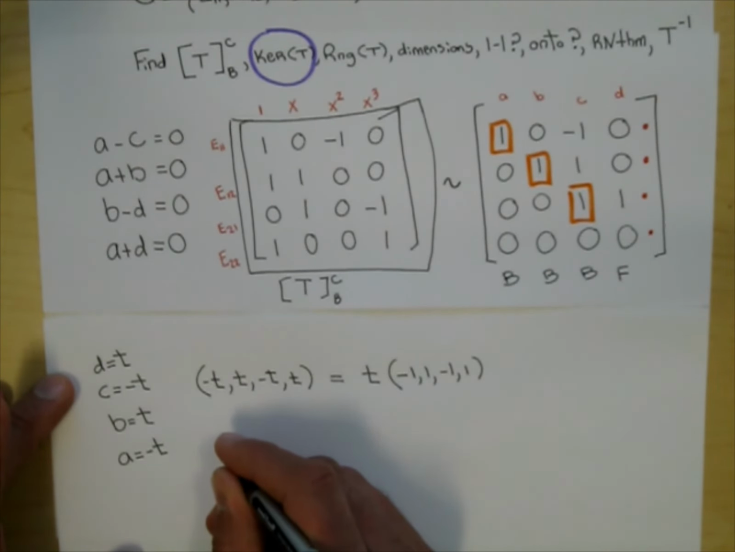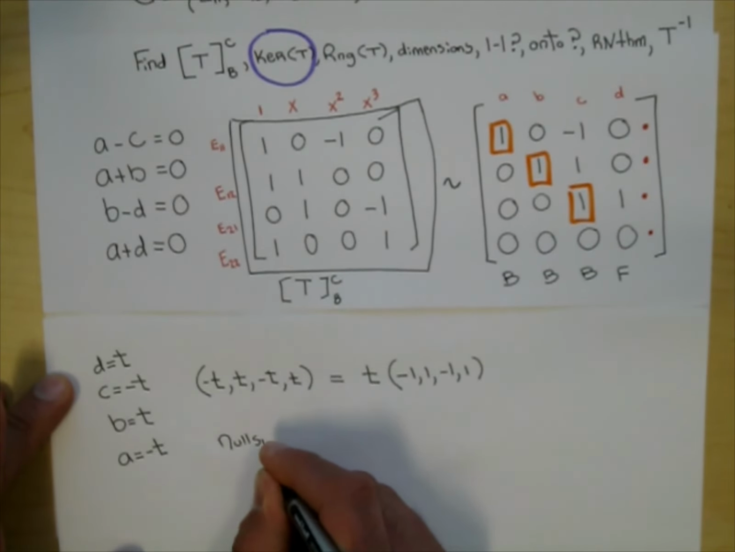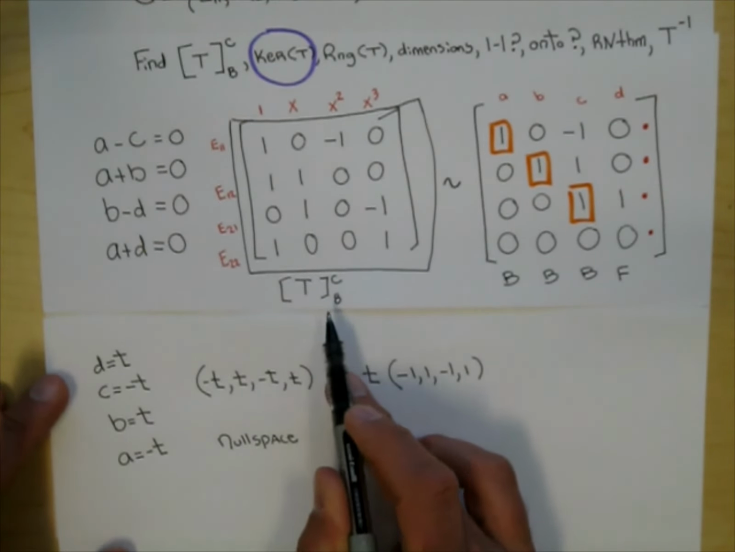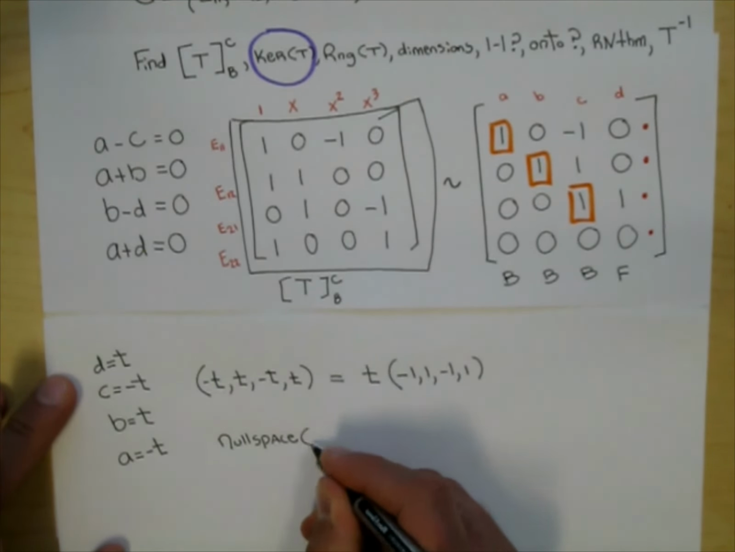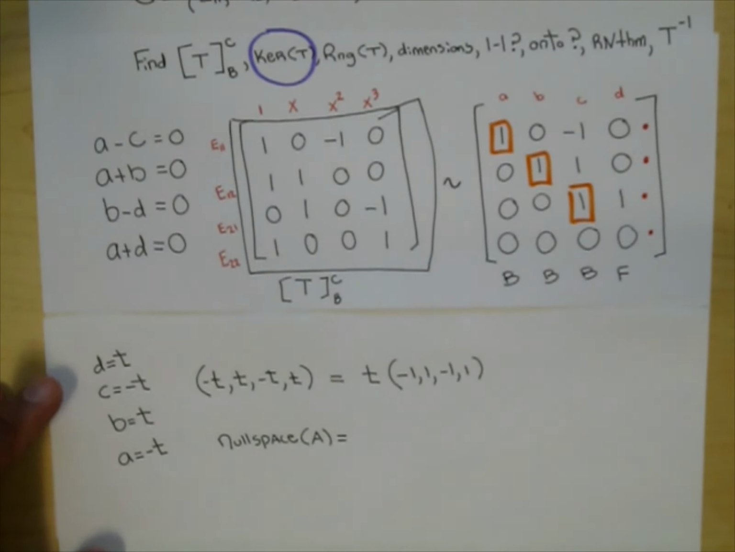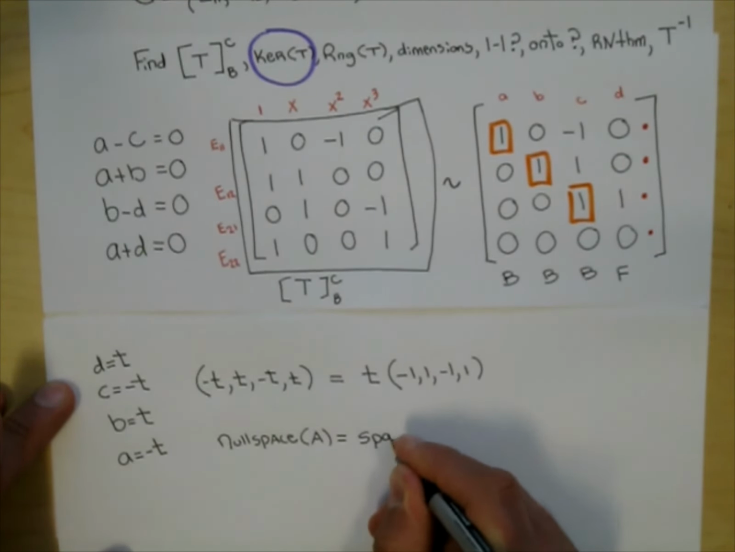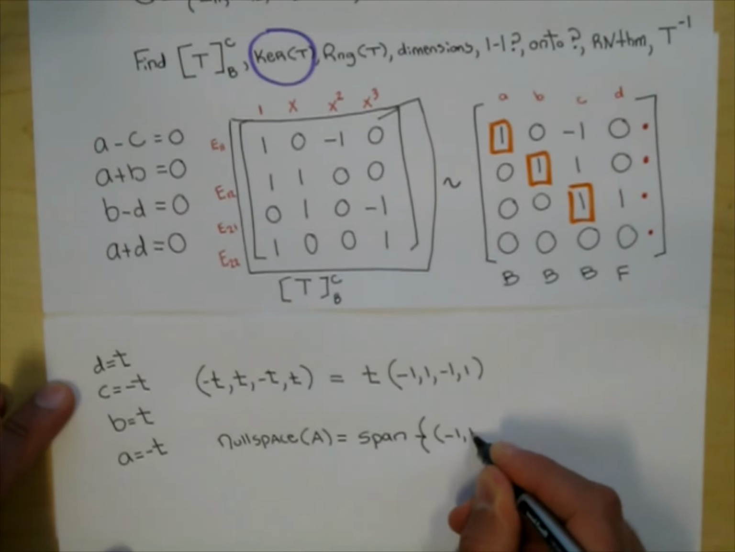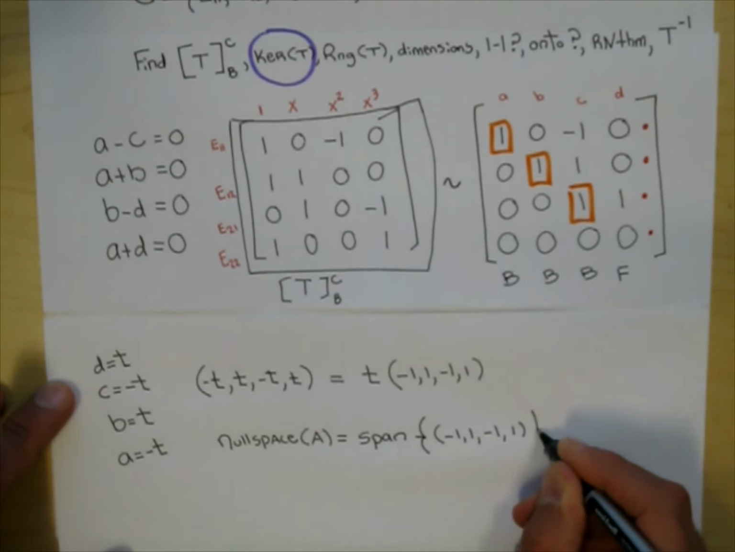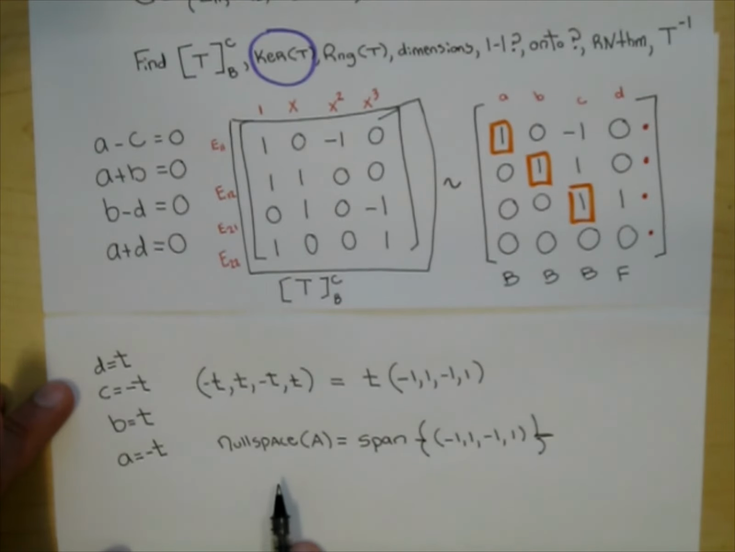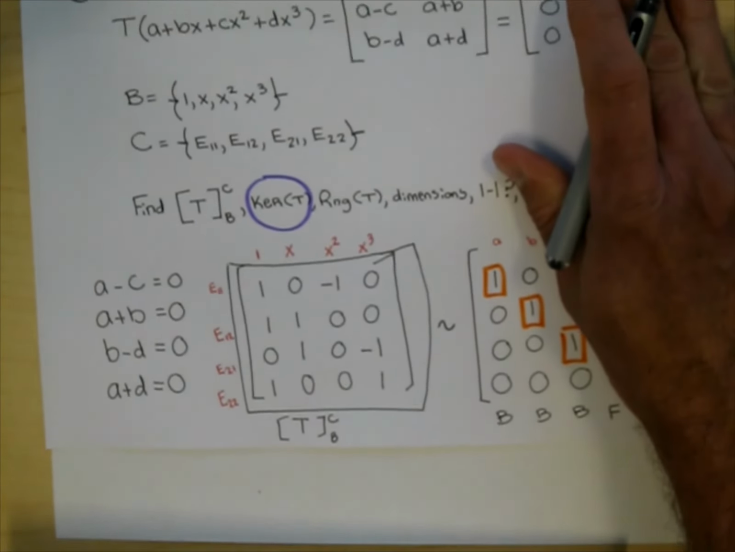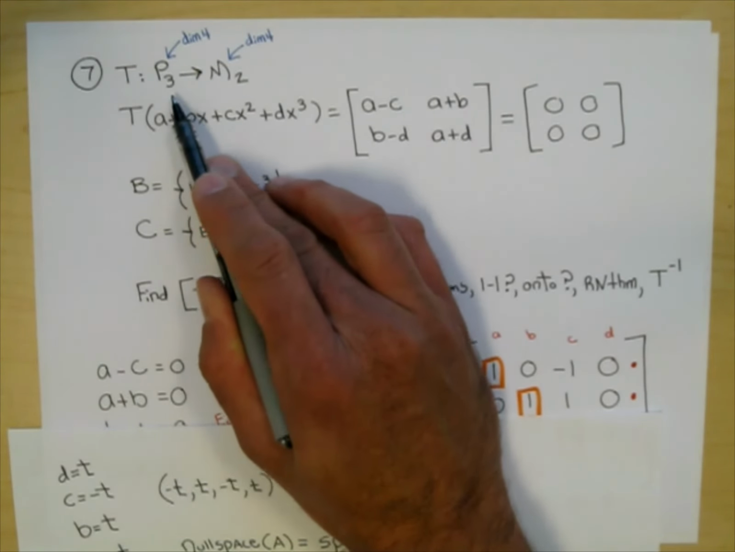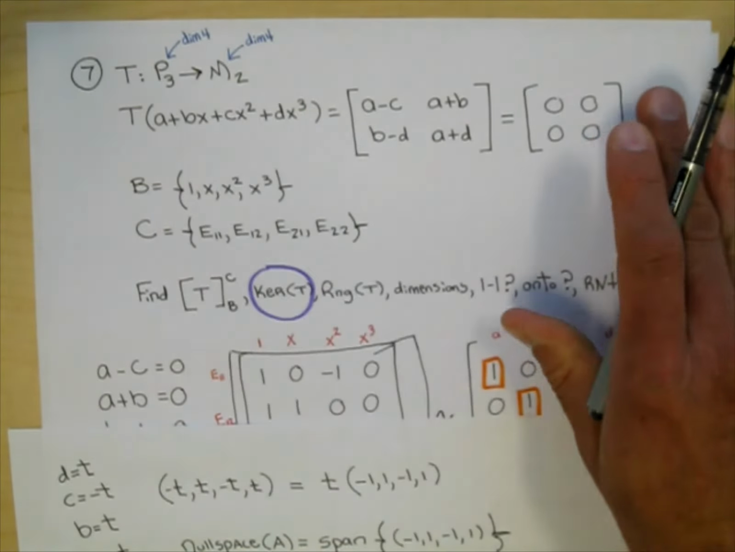The null space, that is what I'm trying to find. Even though the matrix is the matrix of T relative to those ordered bases, I'm just going to say null space of A. And it happens to be the span of how many vectors? Of just one vector, -1, 1, -1, 1. Now, is that the kernel? And the answer is no, because the kernel comes from P3. The kernel must be the span of polynomials from P3.